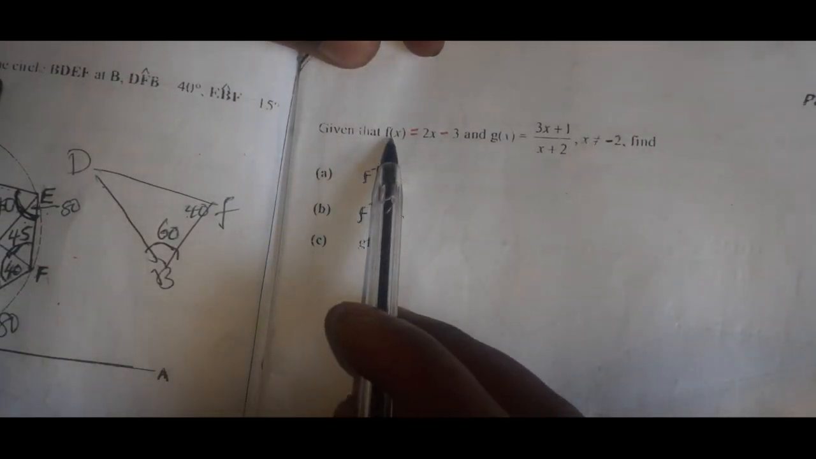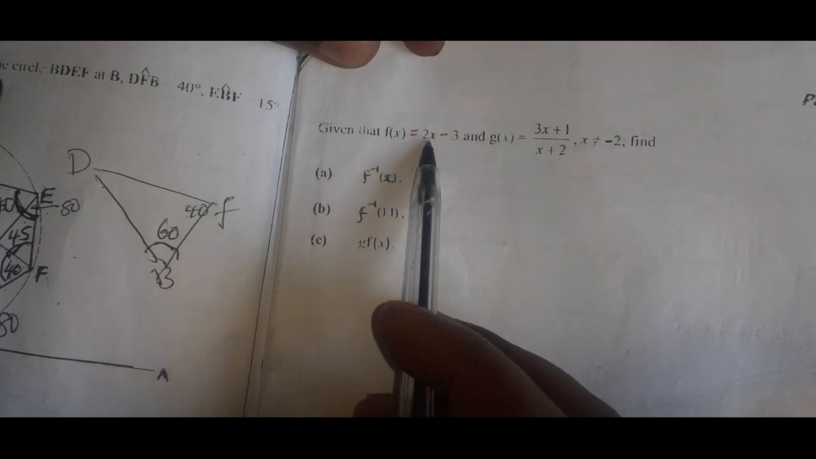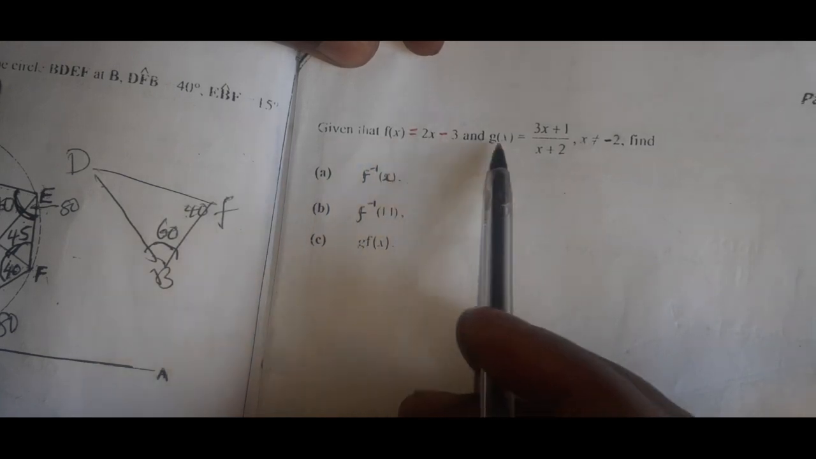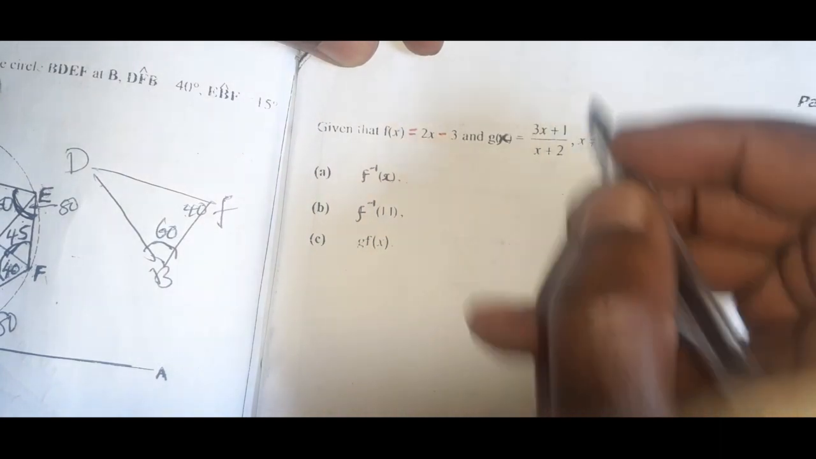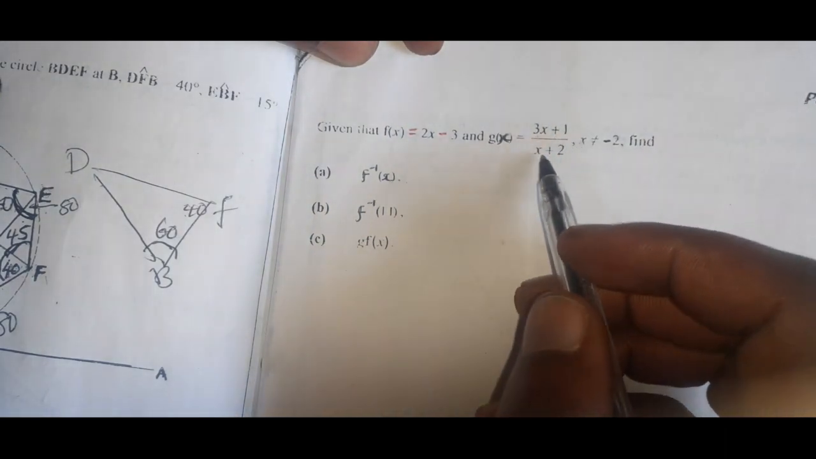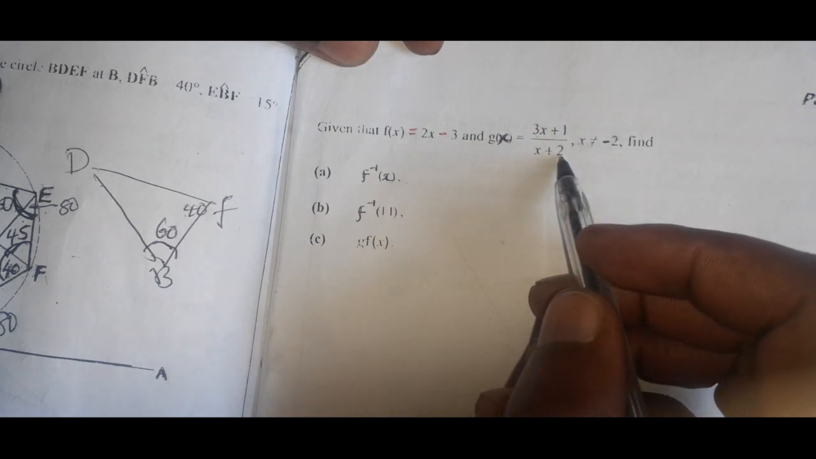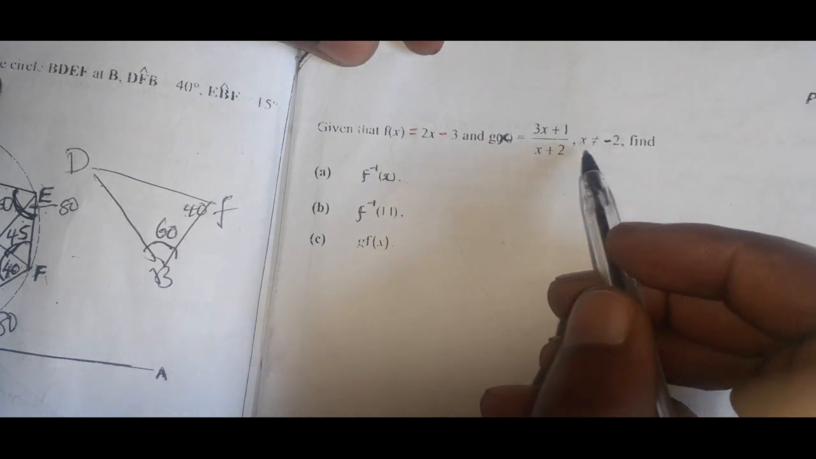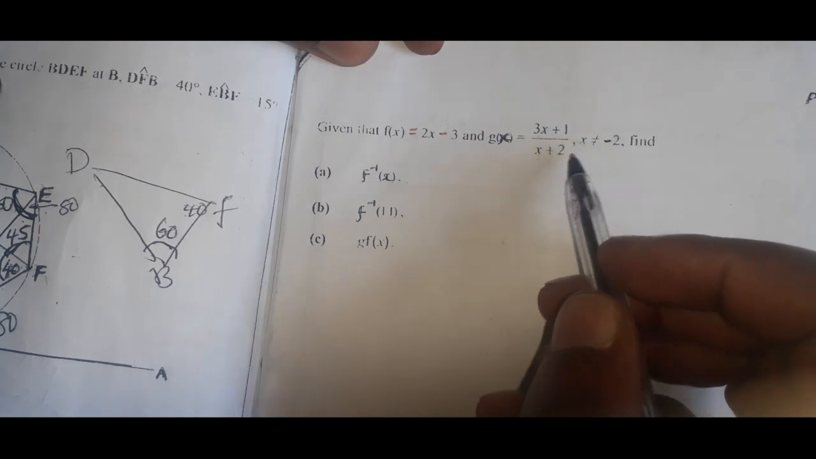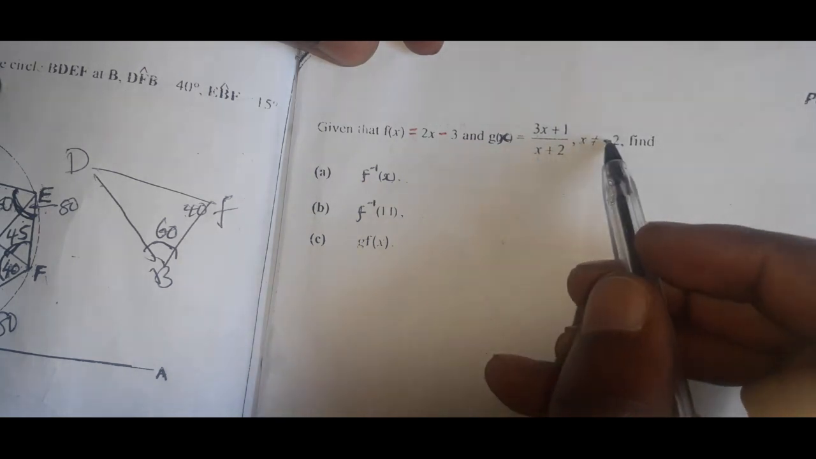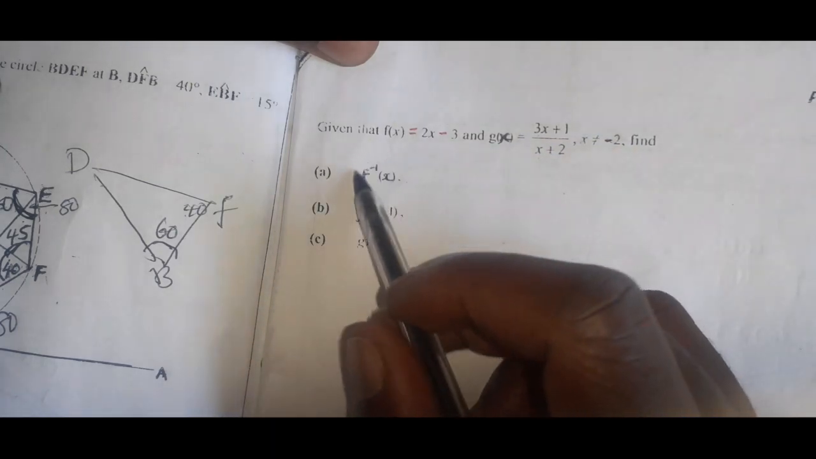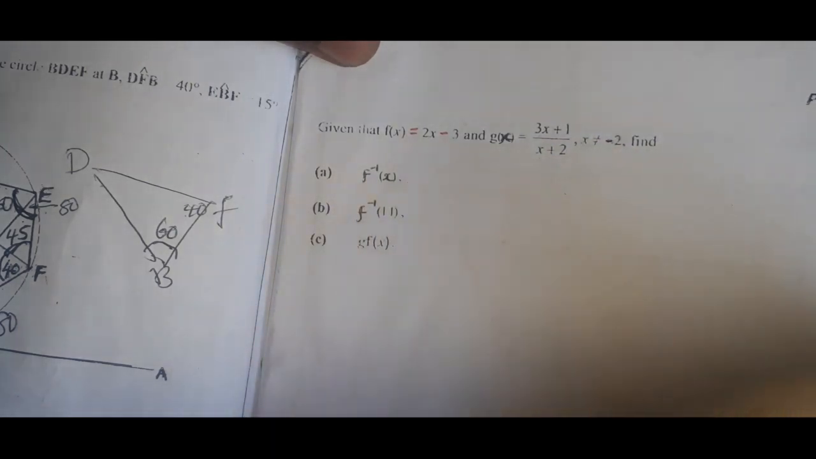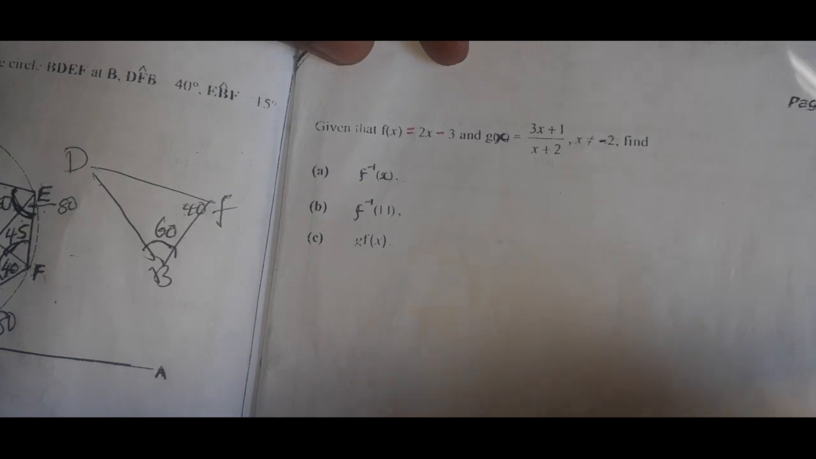So given that f of x is 2x minus 3 and g of x is (3x plus 1) over (2x plus 2), where x must not be negative 2. Find the inverse of f. How do we find the inverse of f?